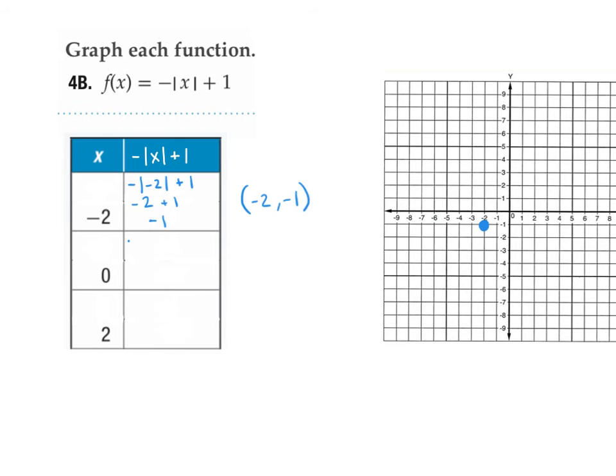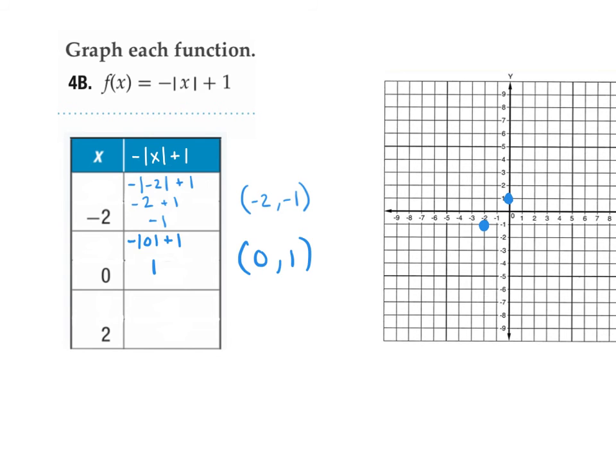Next we plug in 0. So we have negative, absolute value of 0, plus 1. What's the opposite value of 0? 0. And negative 0 is still just 0. So we got 1. So what's our point here? 0, 1. So we stay at 0 and go up 1.